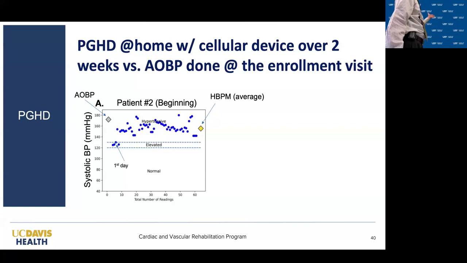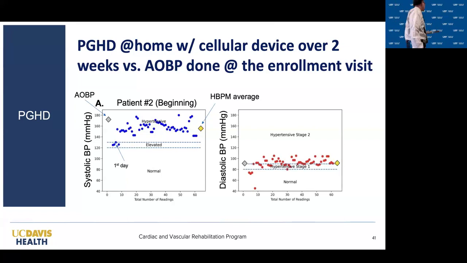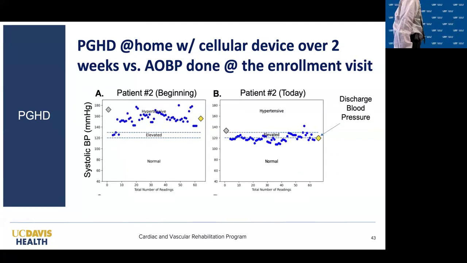So this is terrible. This is a middle-aged, working, productive woman who is going to have a stroke or a heart attack or something the longer this goes on. This is her diastolic blood pressure, same concept. She's in the abnormal range, only that one day she has some normal measurements. So this is her beginning. This is what it is now.